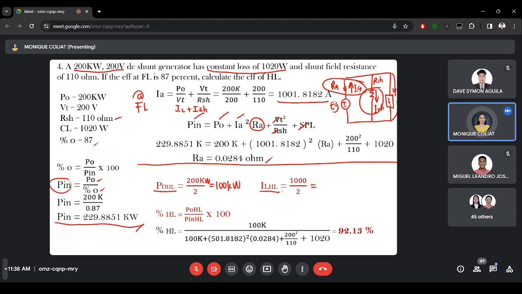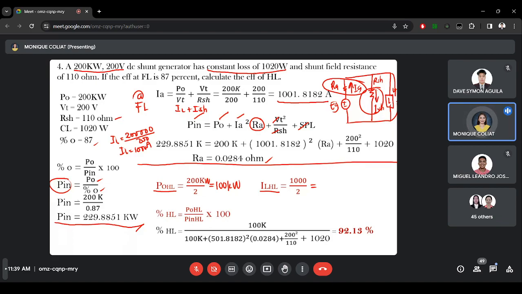efficiency at half load. So the efficiency at half load is PO at half load divided by PN at half load times 100. So we already have PO at half load. So we can now get the input power at half load. So that is PO at half load plus IA at half load squared times RA plus VT squared over RSH plus SPL.